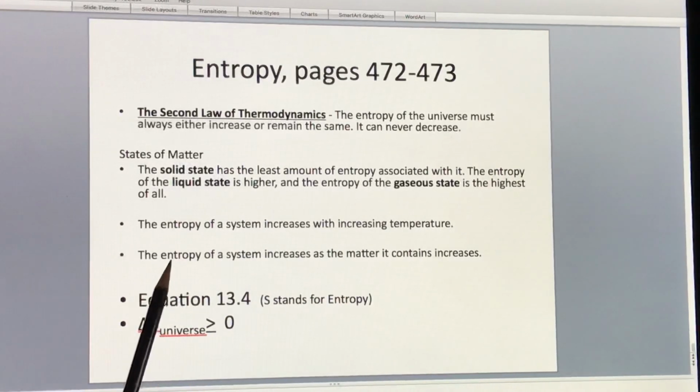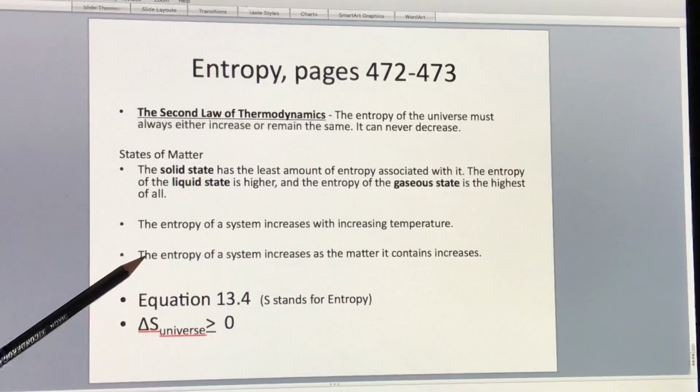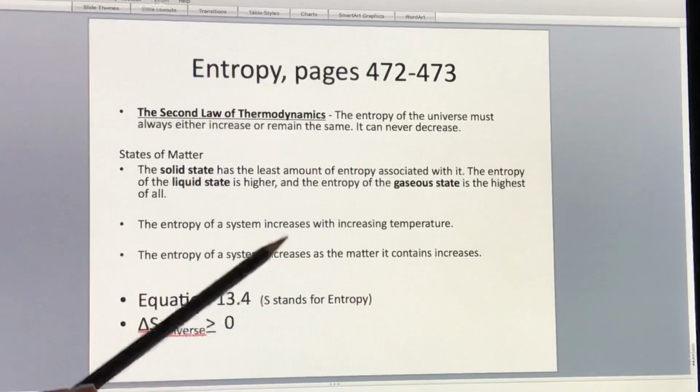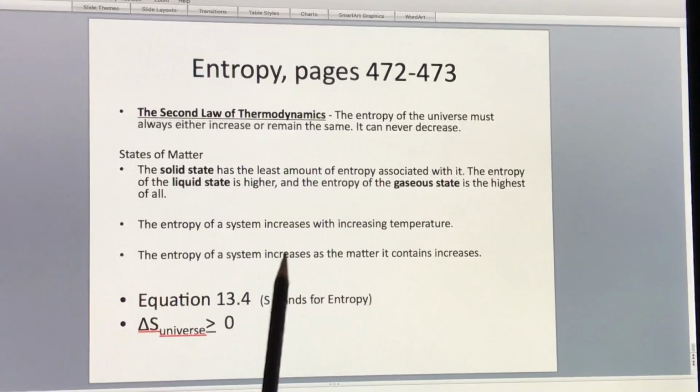And then it also says the entropy of a system increases as the matter it contains increases. So, for example, as your room gets more and more stuff in it, the amount of disorder increases. So that makes sense, right? The more matter that's in your room, the more the disorder grows.